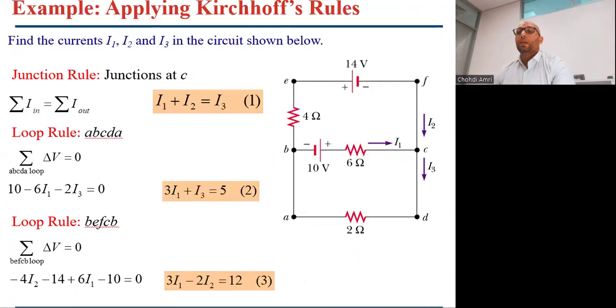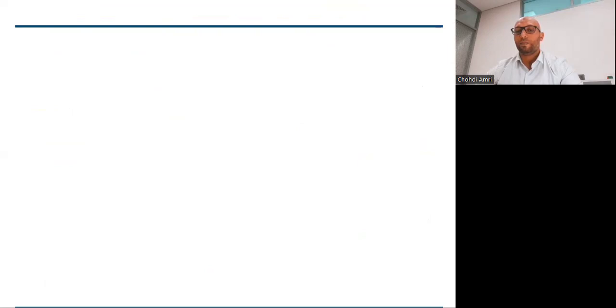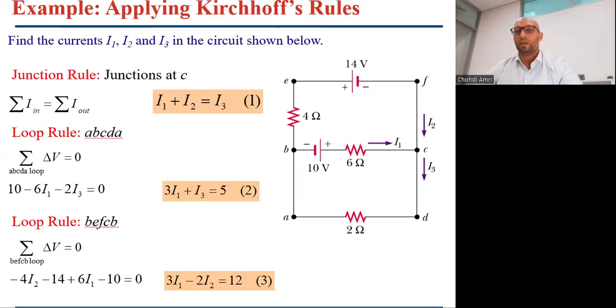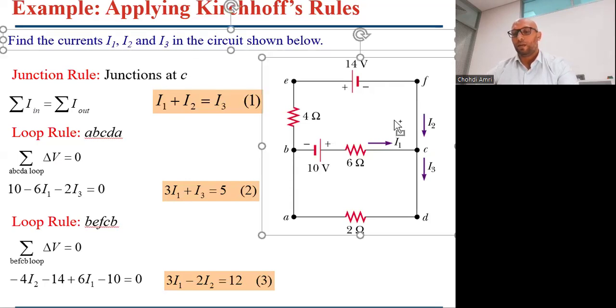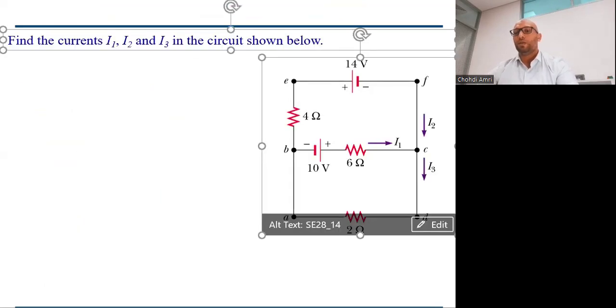We are done. Now we will move to a little bit more complicated question. And here we have a junction and we have loops. Of course, the question will always be to find the currents I1, I2, and I3 in the circuit. As usual, I want to discuss this question step by step. What are the steps? The first step is to draw the circuit diagram.